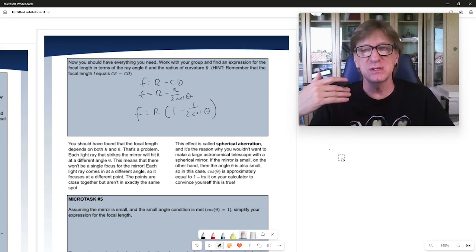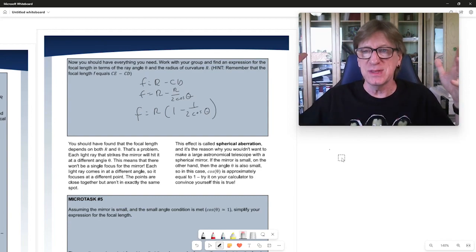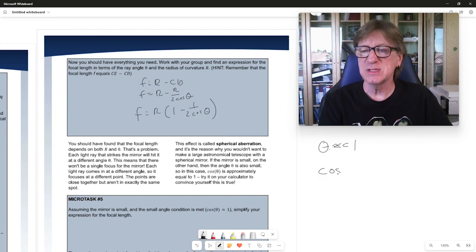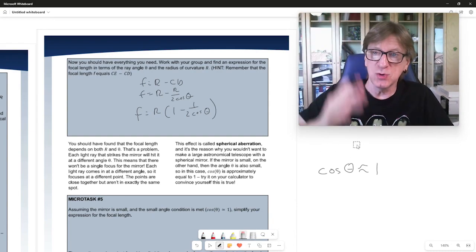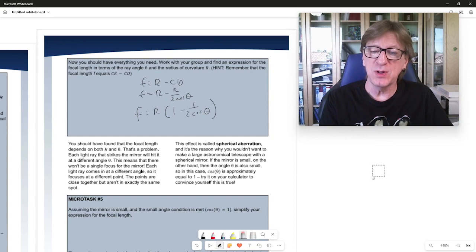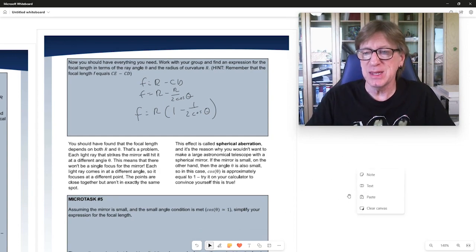But as long as I don't have just one of these massive, massive mirrors, if my mirror is small, then that angle that it's coming in will always be small. So theta will always be much less than 1. So I can use my small angle approximation. And so for cosine, the small angle approximation is approximately 1. And you can test that on your calculator. Take any small number, 0.0001, something like that, hit cosine on your calculator, and you're going to see that you get exactly the same number. So the small angle approximation will hold in many, many cases.